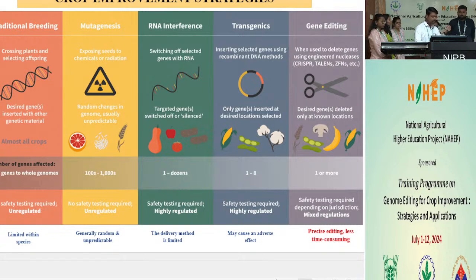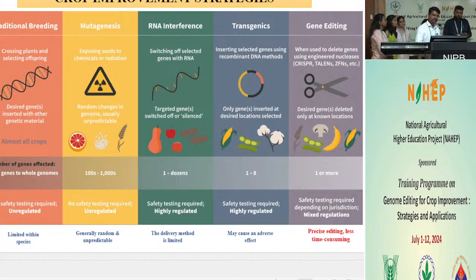After we got the DNA, that is the Watson and Crick model, we went towards improved technologies, that is RNAi, transgenic technology, and lastly genome editing. In RNAi, target genes are switched off or silenced, which is relevant up to a dozen genotypes and is safe, but is regulated by some committee, and the delivery method is limited.